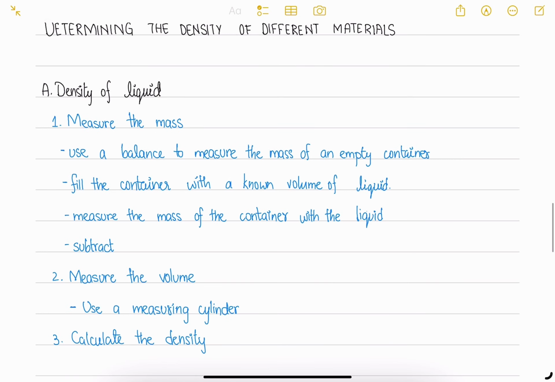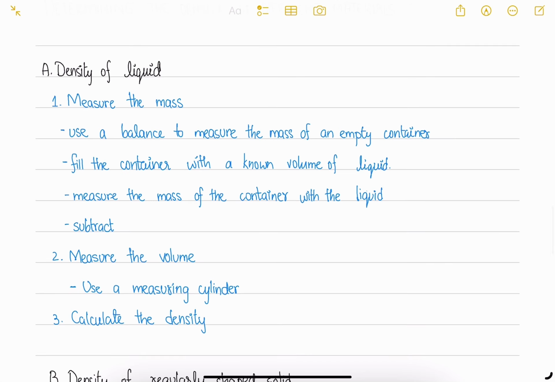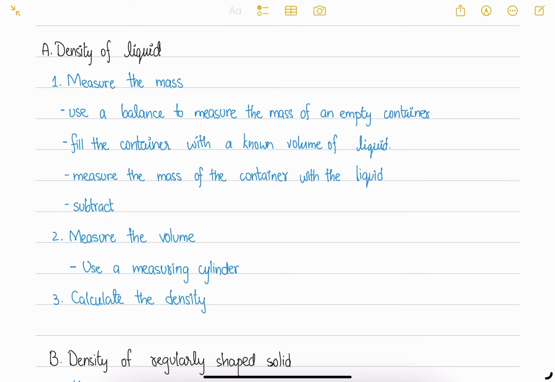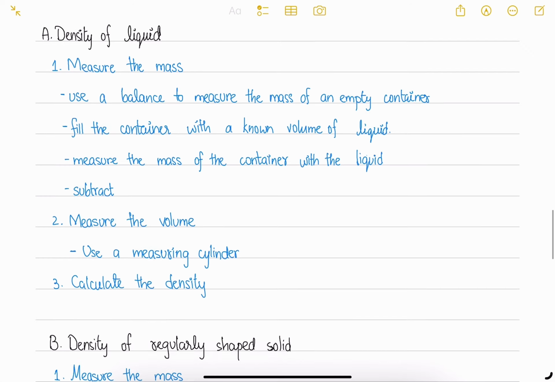And then measuring the volume. To measure the volume, we can use a measuring cylinder or a graduated container. And then we have to calculate the density using the formula which I have told. Rho is equal to m by v.